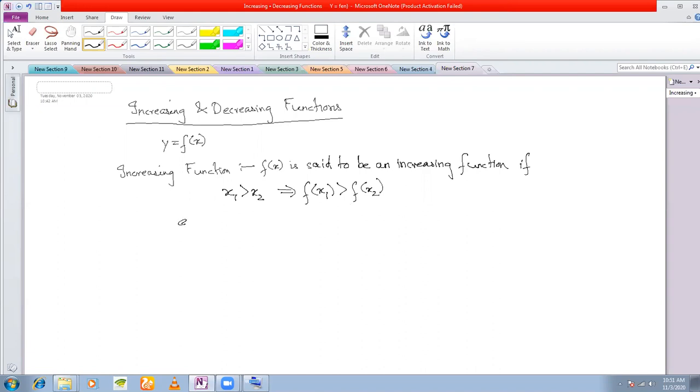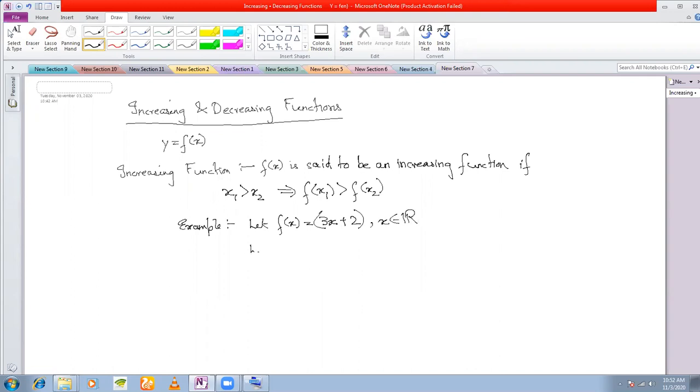For example, suppose f(x) is equal to 3x plus 2. This is a function given. I want to check whether this is an increasing function or a decreasing function, where x is a real number.